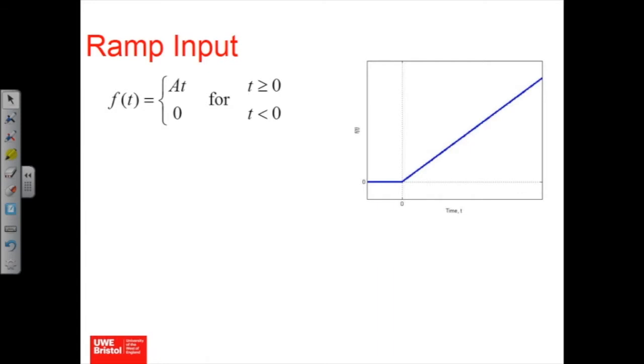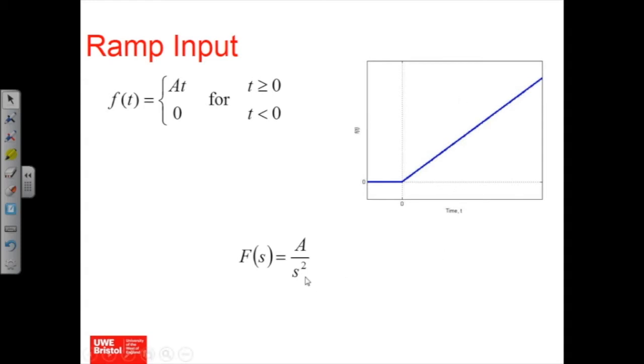Any value for time less than 0, by definition, is also 0. And there is the Laplace function that represents it. If the gradient a is 1, it's referred to as a unit ramp.